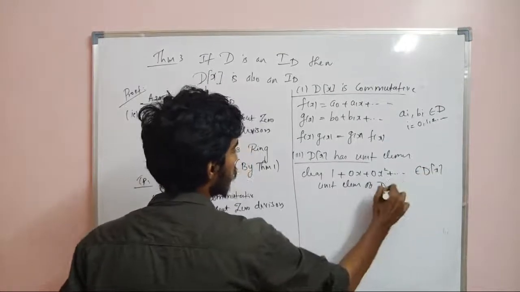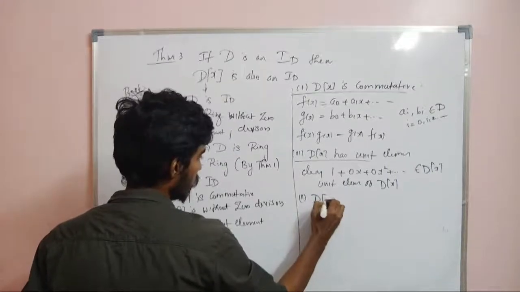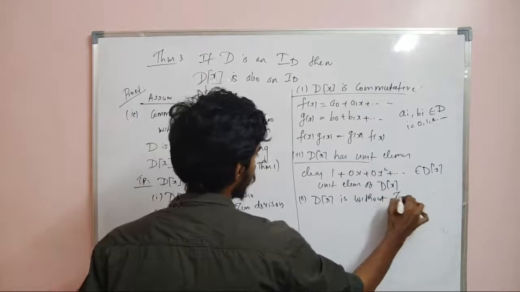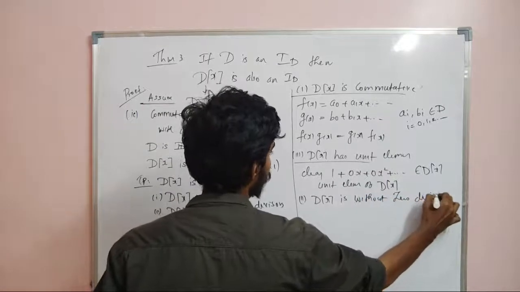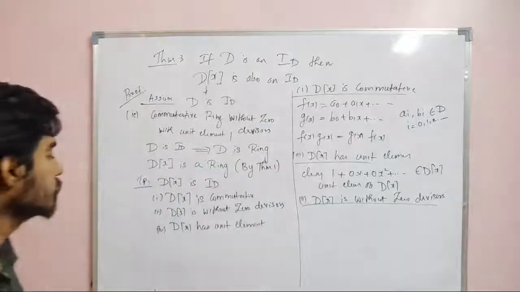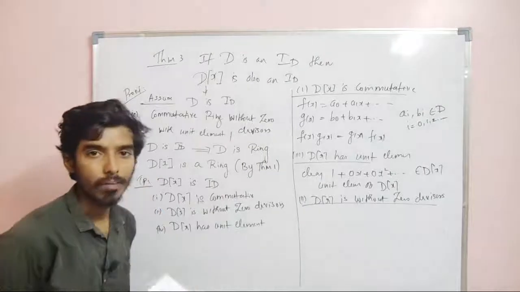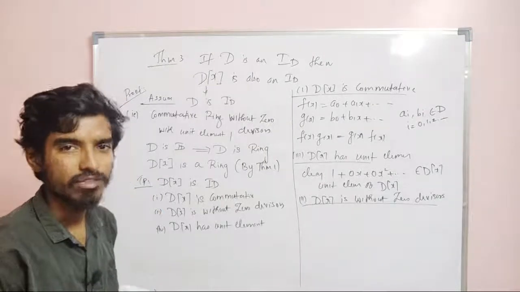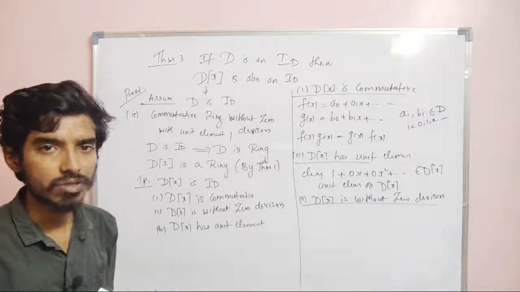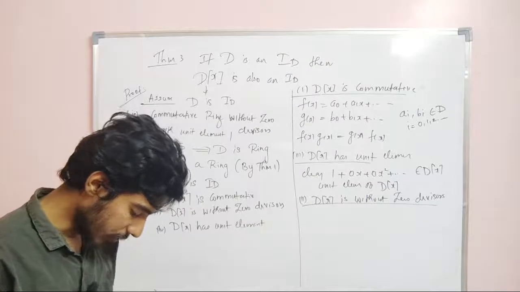Now we need to prove the second condition, which is that D of x is without zero divisors. That means the product of two polynomials is 0 if and only if one of them is 0. Again, it's very natural, right? If you multiply two polynomials and get an answer of 0, then one of the polynomials has to be 0. We have assumed that D is an integral domain.